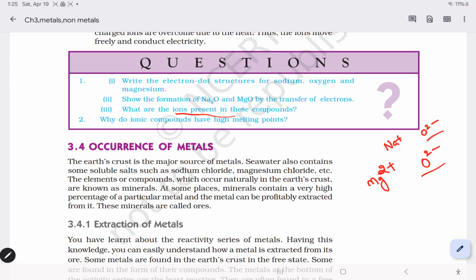Next question. Why do ionic compounds have high melting points? Ionic compounds are formed due to strong electrostatic attraction between the positively and negatively charged ions. This you already observed. So this ionic bond is very strong, and a large amount of energy is required to break these bonds. That's why ionic compounds have high melting and boiling points. That is the explanation.